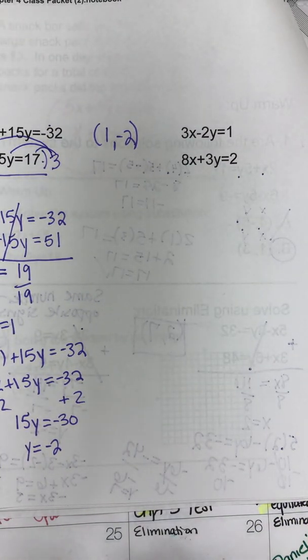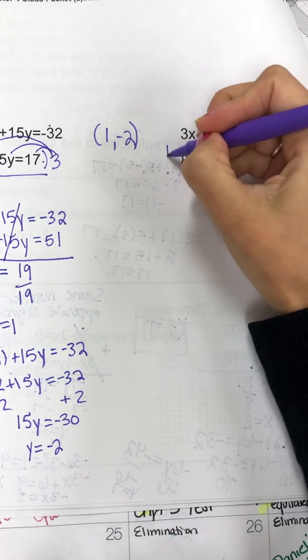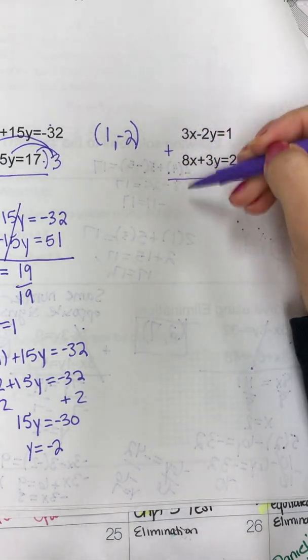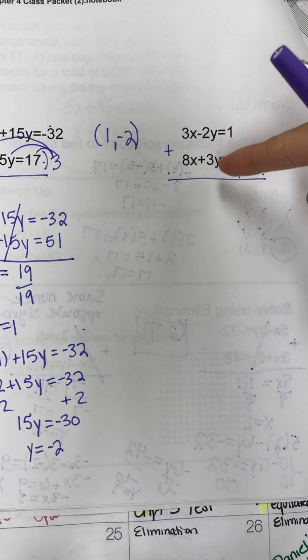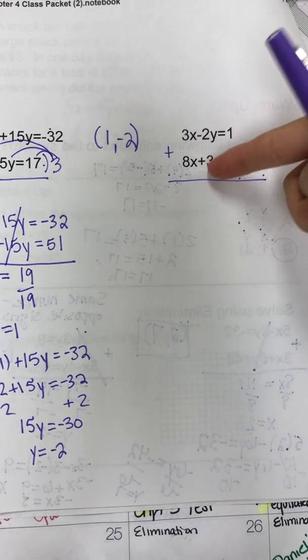Okay, I'm going to do one more example with you, and then we're going to be done for today. So the next one, again, I cannot add these together right away because if I were to add these together, neither the x's nor the y's are going to cancel out. So you have to pick one. Again, it does not matter if you pick the x's or the y's, but there usually is one that's easier. In this case, the y's are going to be easier because they're already opposite signs.